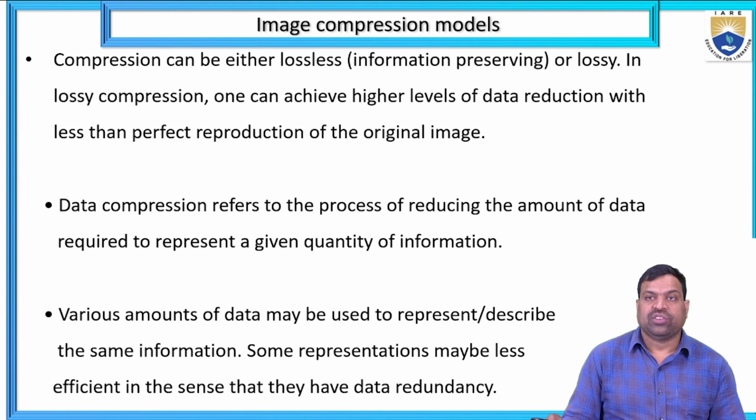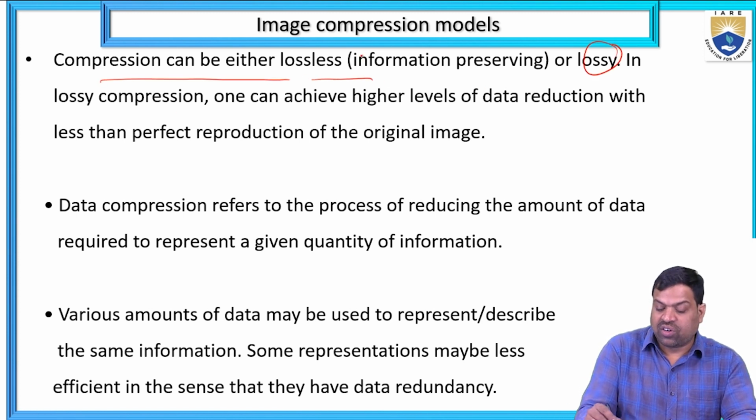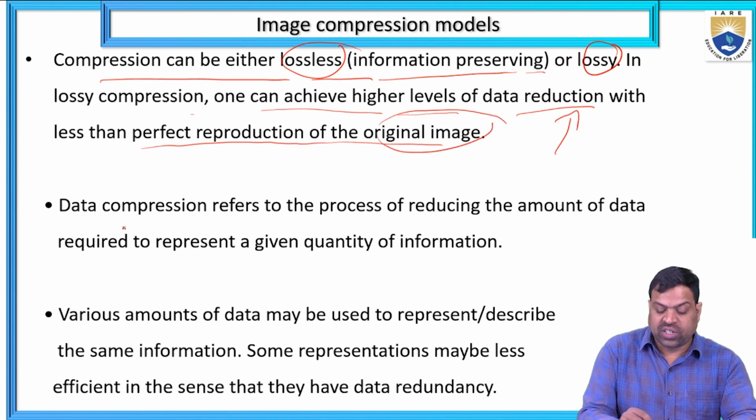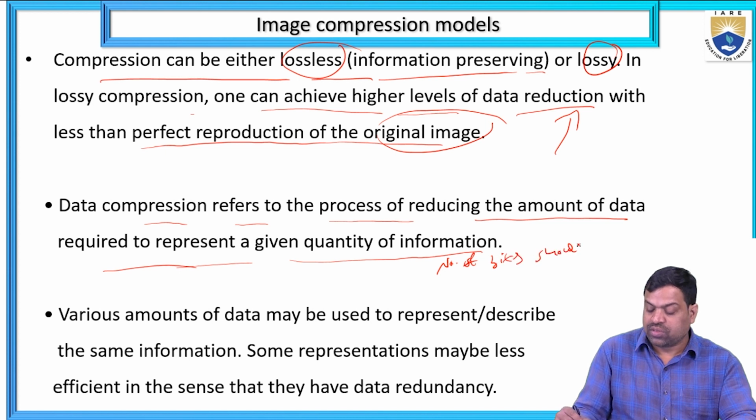Compression can be either lossy or lossless. Lossless is information preserving. In lossy compression, one can achieve higher levels of data reduction with less than perfect reproduction of the original image. Data compression refers to the process of reducing the amount of data required to represent a given quantity of information. So, data compression here means image compression: the process of reducing the amount of data required, so the number of bits should be reduced.